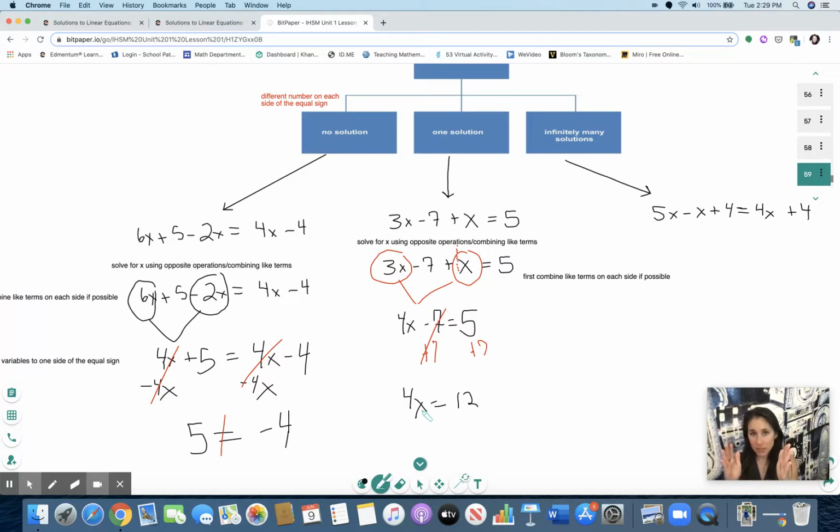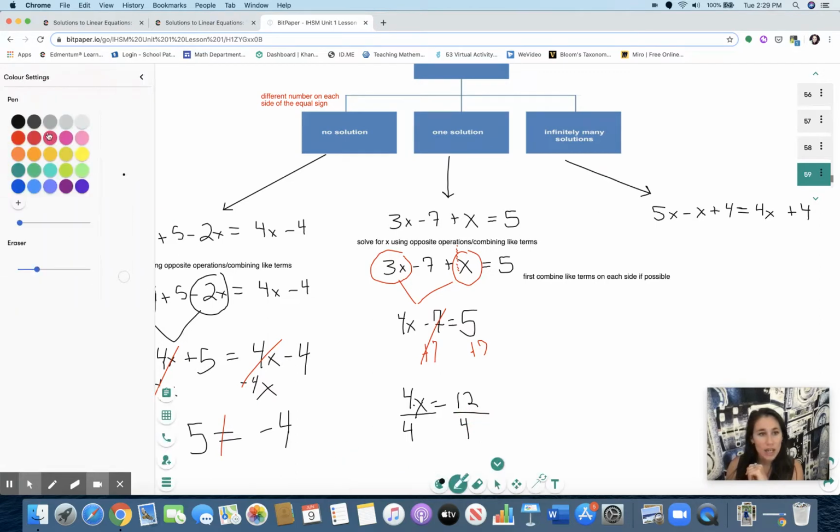And then 4x, right, when a number and a letter are smushed together real close, we know that to be multiplication, right? So that's the kind of symbol for it. So this is 4 times x. The opposite operation of multiplication is division. So we're going to divide by 4, and what we do on one side of the equal sign, we have to do on both sides.